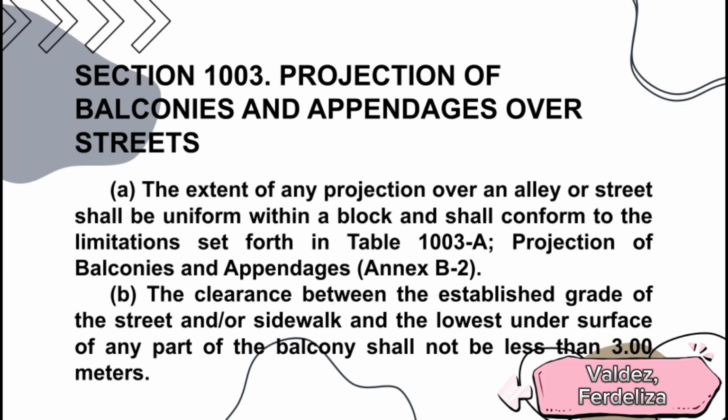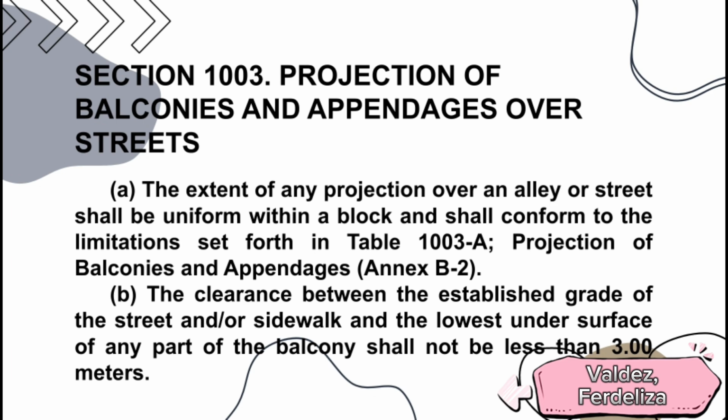Section 1003, Projection of balconies and appendages over streets. The extent of any projection over an alley or street shall be uniform within a block and shall conform to the limitations set forth in Table 1003, Projection of balconies and appendages.